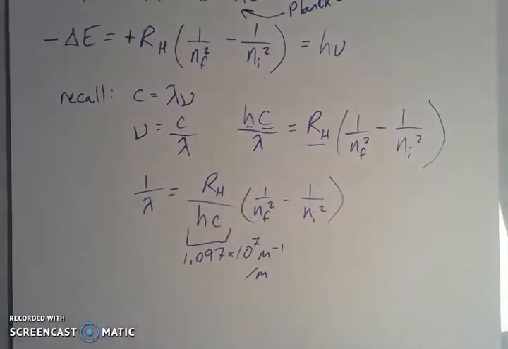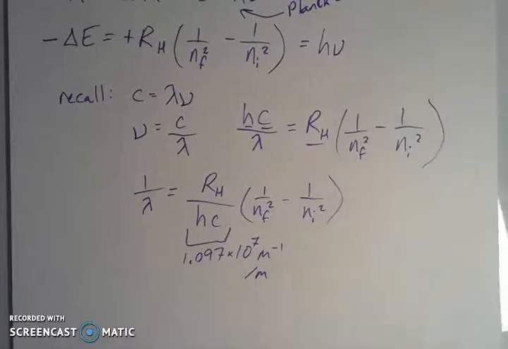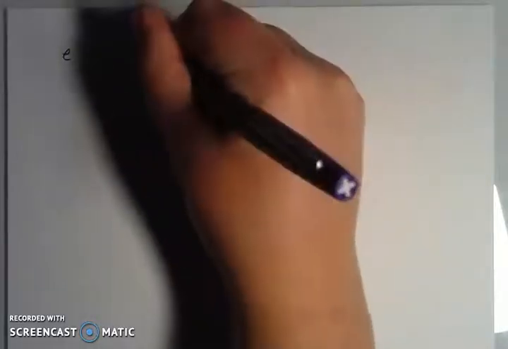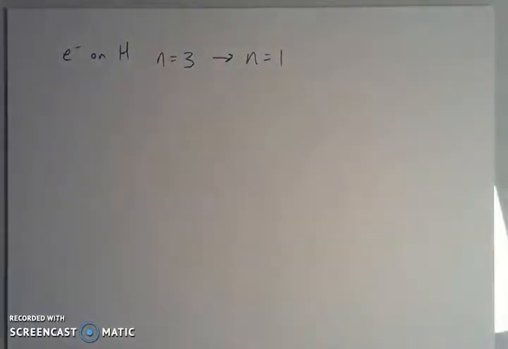So we have this equation then, that's now going to give us a relationship between my wavelength and this transition. So let's calculate, for example, if I wanted to look at an electron that's going from n equals 3 to n equals 1. So I'm starting at the third energy level and I'm going down.